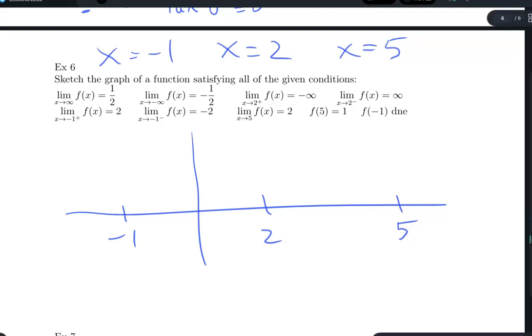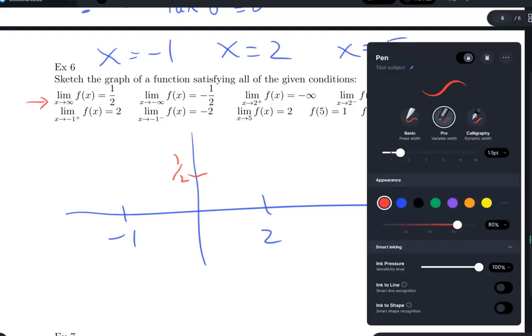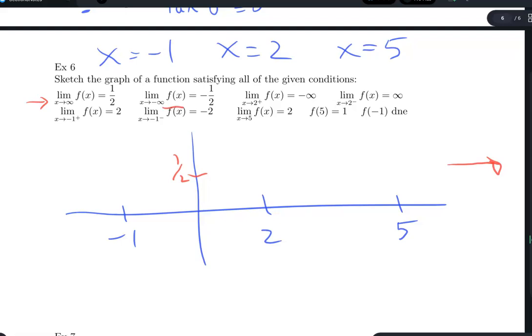So let's see, since I gave it first, I'm going to put this one down. As x goes to infinity, the y values are going to 1/2. So I'm going to put 1/2 here, and it's end behavior, right? It's only way out here that the y value is going to 1/2. And then this one says as x goes to negative infinity, the y values are going to -1/2. So way out here, it's going to the y value of -1/2. Okay, those two are taken care of.